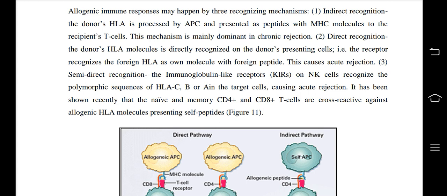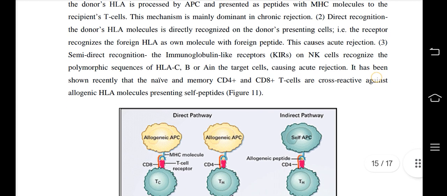Semi-direct recognition: the immunoglobulin-like receptors on NK cells recognize the polymorphic sequence of HLA-C, B, or A in target cells, causing acute rejection. It has been shown recently that naive and memory CD4+ and CD8+ T cells are cross-reactive against allogenic HLA molecules presenting self-peptide.